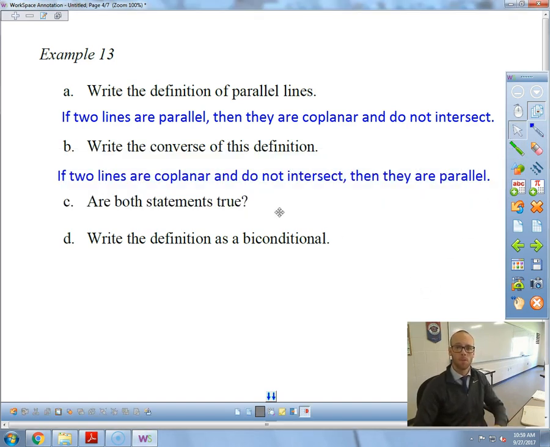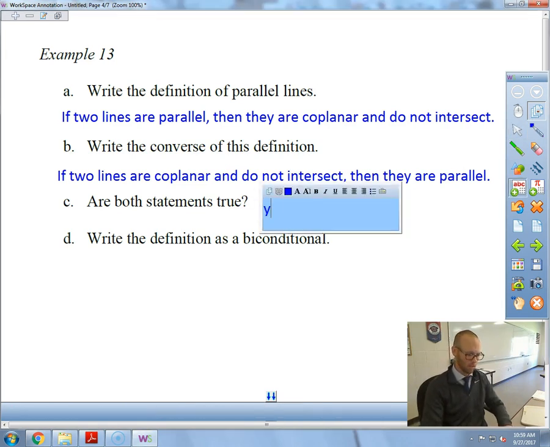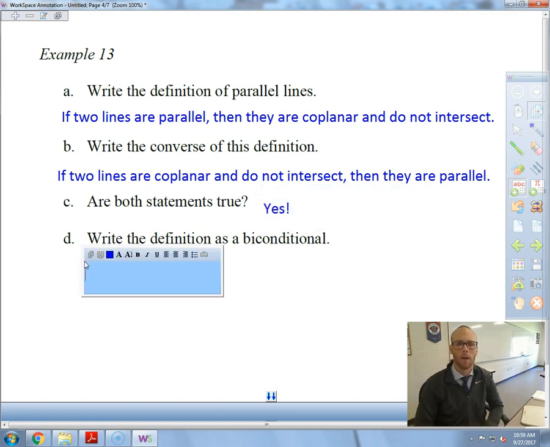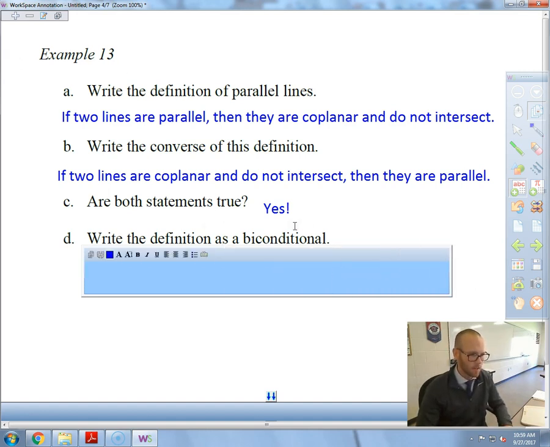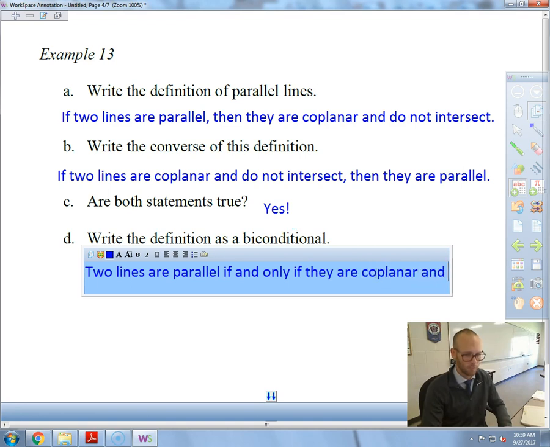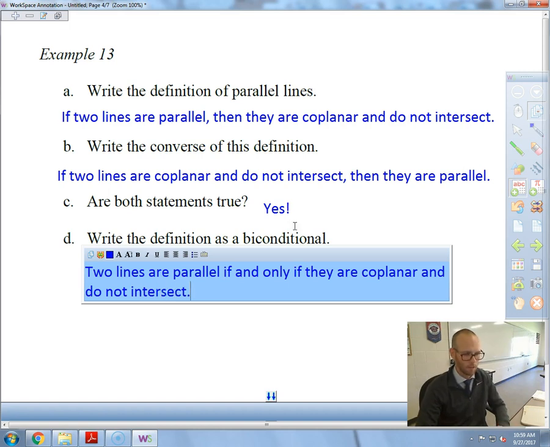Are both of those statements true? Yep. So now we write it as a biconditional. The original is true, the converse is true. That biconditional, remember, has to include the phrase if and only if. So I would say, two lines are parallel if and only if they are coplanar and do not intersect.